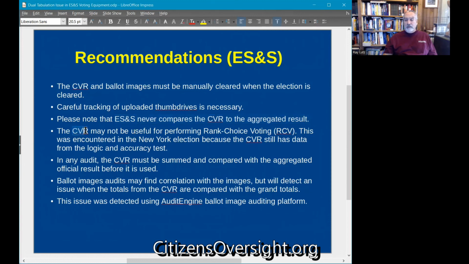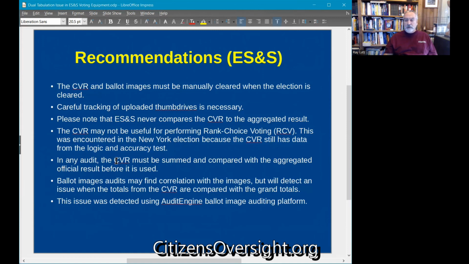An important note is that the CVR may not be useful for performing ranked choice voting. If it has these extra records or not enough, then it is not going to be an accurate representation of the election. This was encountered, we believe, in the New York election that happened recently when they were trying to do ranked choice voting. They found that the CVR still had data from the logic and accuracy test, and the people were castigated for doing this. But actually, it was a function of ES&S: when they said clear the election, it didn't clear out the data. This is the same issue coming up and rearing its head again.